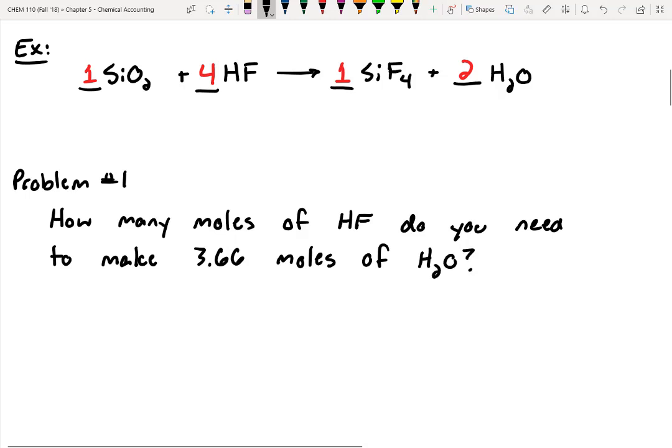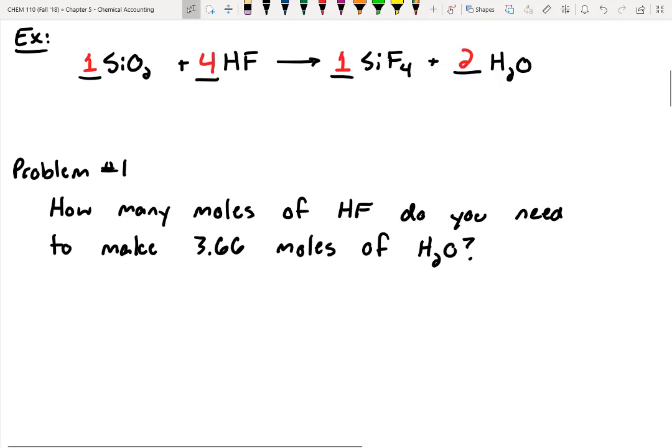All right, so we can set this up as a pretty simple math problem, right? So just like with any math problem, we always want to start out with what we know. We know that we've got 3.66 moles of H2O. And we're trying to figure out how many moles of HF are needed. So what I would do is first try to cancel out my moles of water.